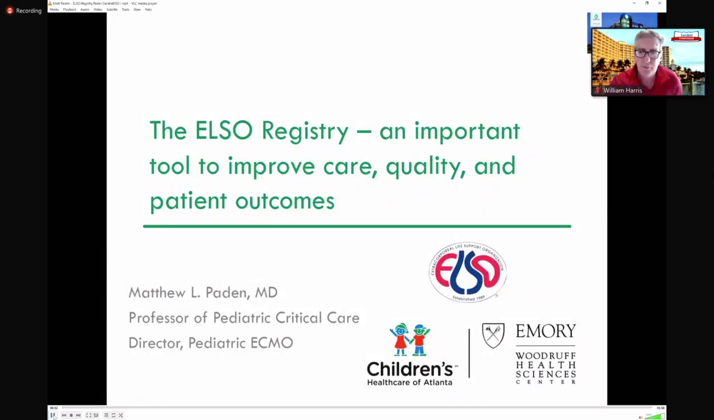Thank you, Bill, for the introduction. I am Matt Paden. I'm a professor of pediatric critical care at Emory University and Children's Healthcare of Atlanta. I'm also the current president of ELSO. And I got asked to speak here today on the ELSO Registry, which is an important tool to help improve care, quality, and your patient outcomes.